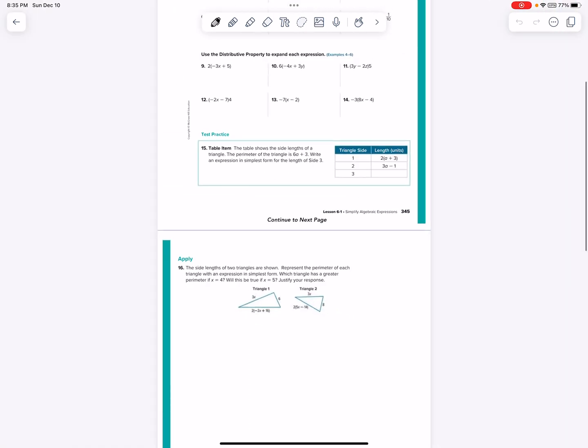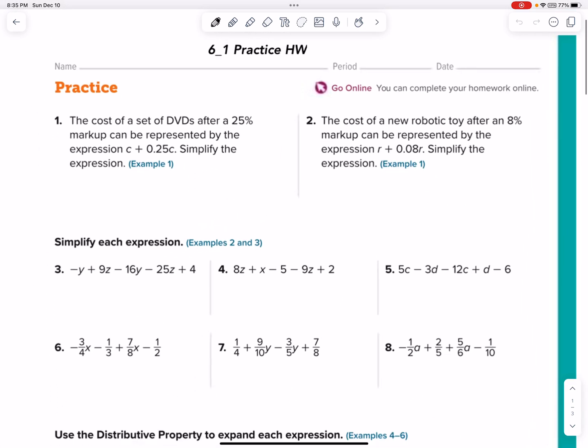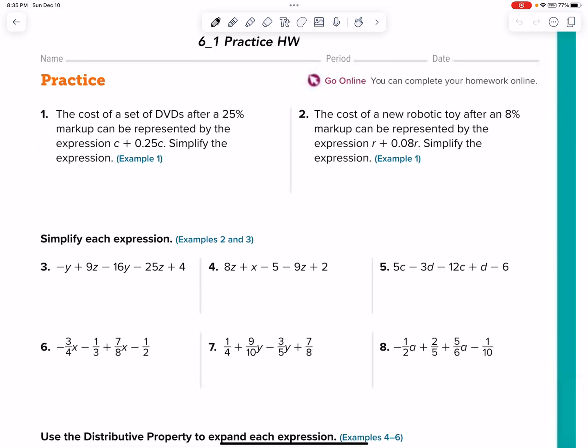Okay, 6-1 practice homework, and we'll go through some of these together, and then the rest will be on your own. So the cost of a set of DVDs after 25% markup can be represented. We know when we're doing markup, we're doing 125% instead, to just get the answer. There's the expression that represents it. If we simplify it, we are joining 1c plus 0.25c, which gets us 1.25c. Okay, so there we go.